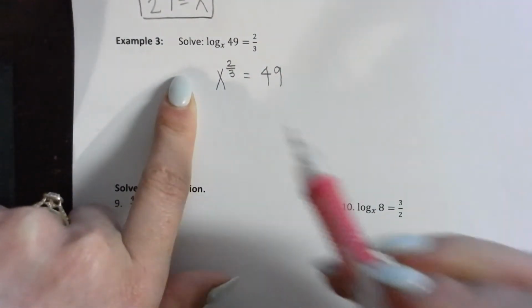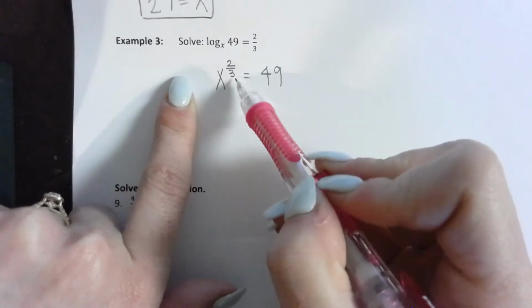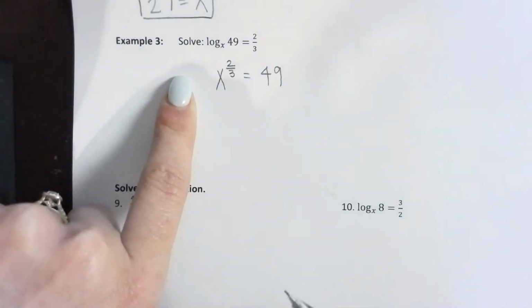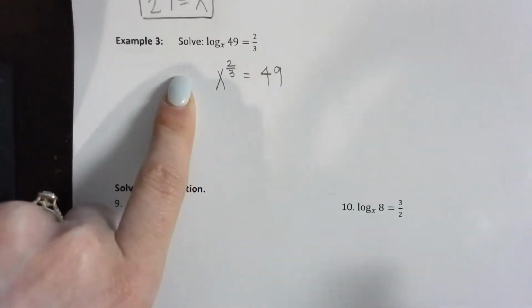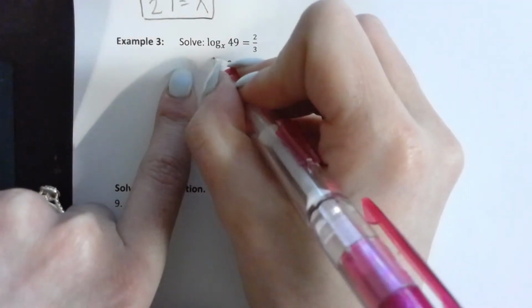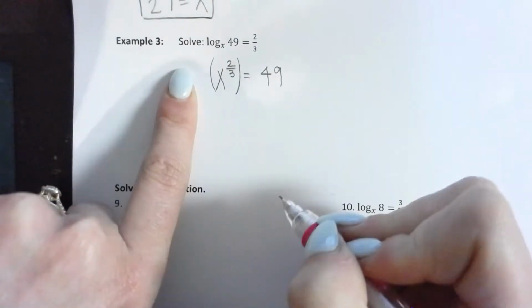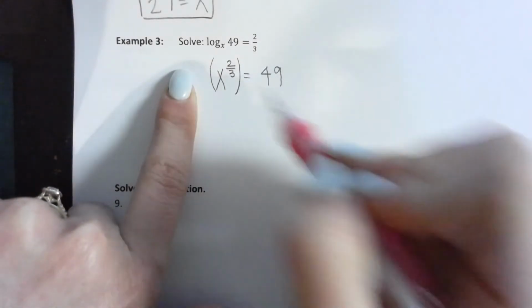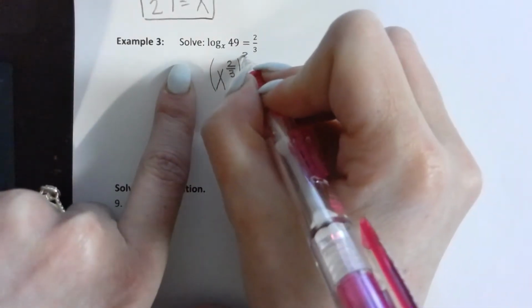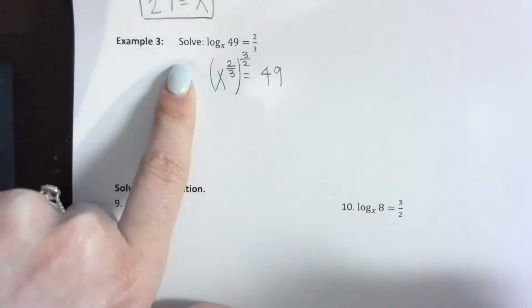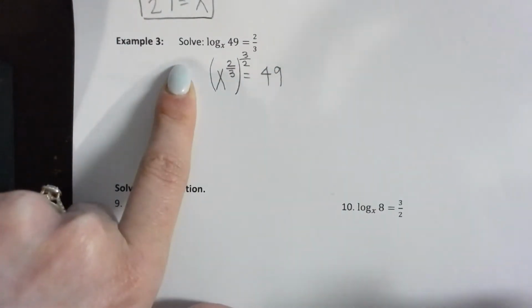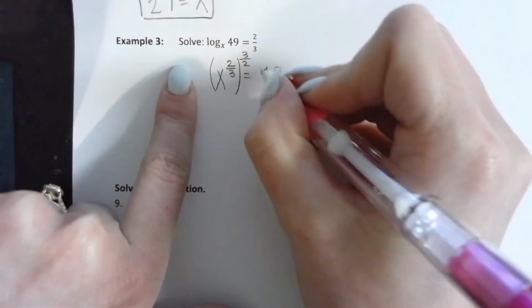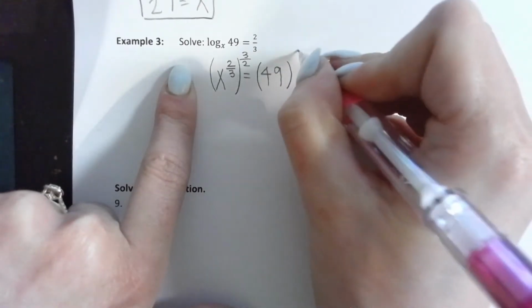Now this is a tricky one because in order to get rid of this fraction exponent, I actually have to use another fraction. What I'm going to do is take this entire side of my equation to an exponent, and that exponent should be this fraction flipped. So I will take it to the 3/2 exponent. To keep my equation balanced, I'll have to do the same thing to this side.